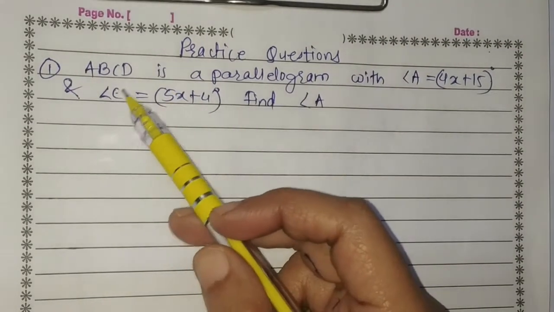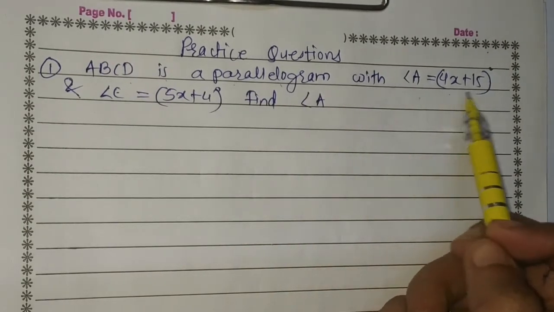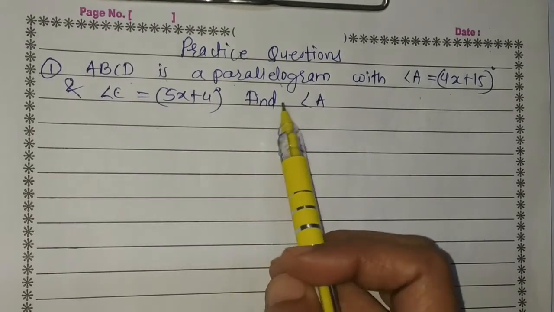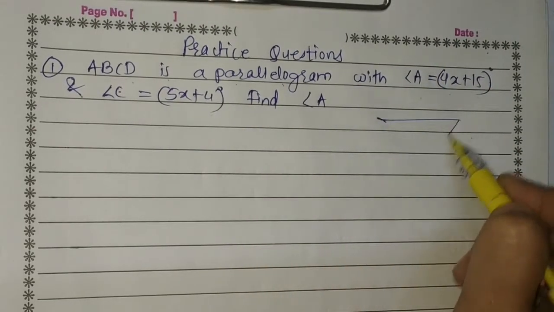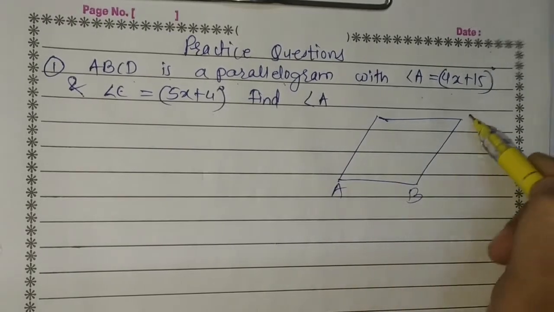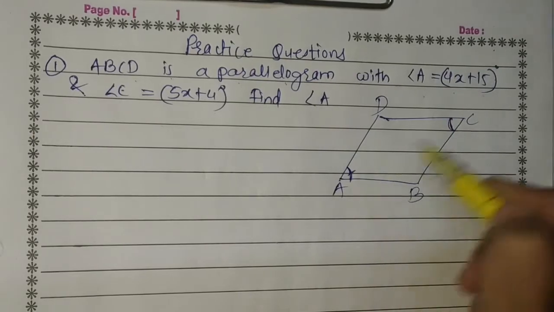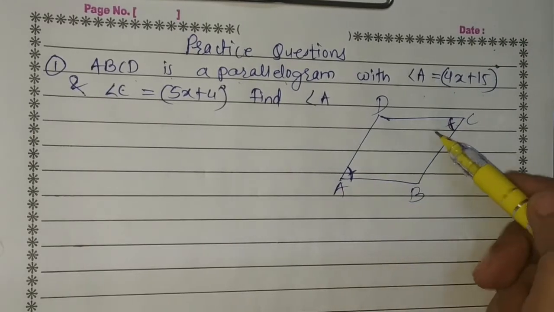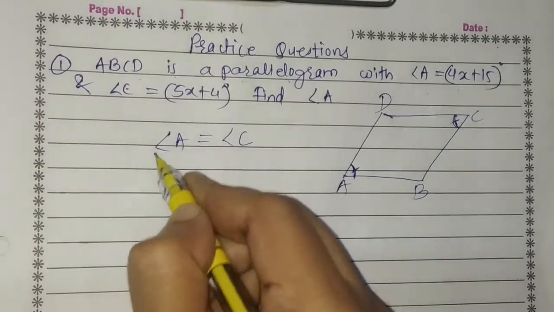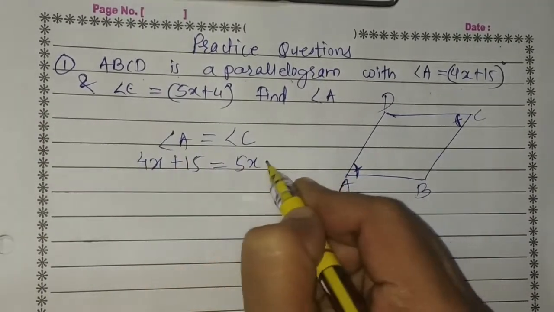Here the first question is: ABCD is a parallelogram with angle A is 4x plus 15 and angle C is 5x plus 4 degrees. Find angle A. We know that if a quadrilateral is a parallelogram, then its opposite angles are equal. So you can see angle A and C are equal. So angle A is equal to angle C. We can write 4x plus 15 is equal to 5x plus 4.